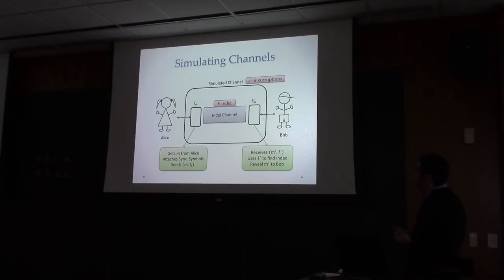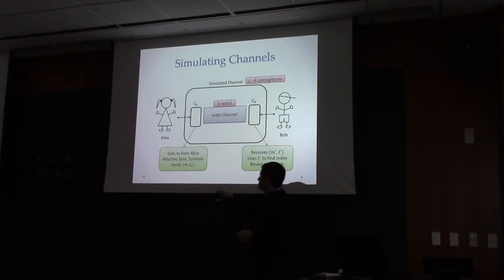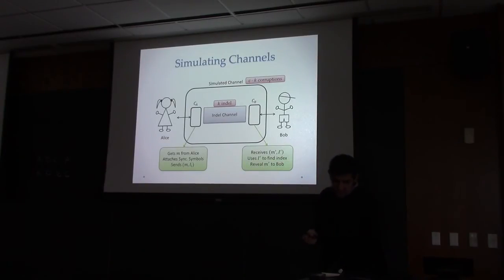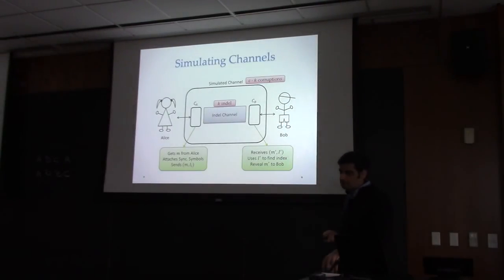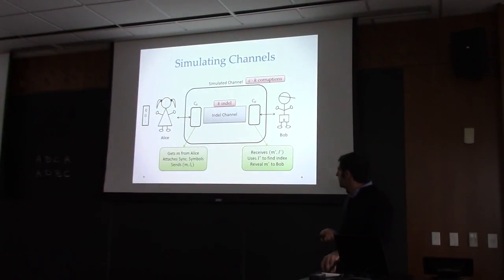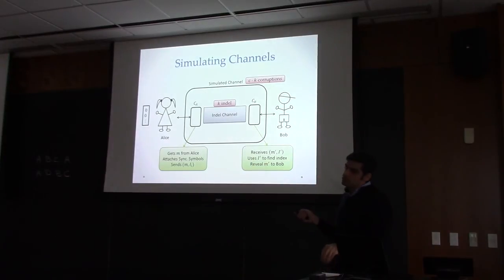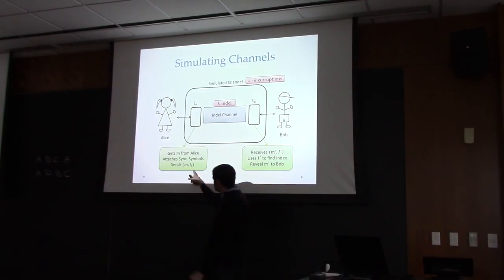One more important thing here is that so far we have always just attached the synchronization symbols to the messages that are being sent. And this requires the alphabet size to be larger than some particular number in terms of epsilon. My claim is that you can also do this simulation for binary channels. And in binary channels, you cannot just simply attach a synchronization symbol to any bit that you send.